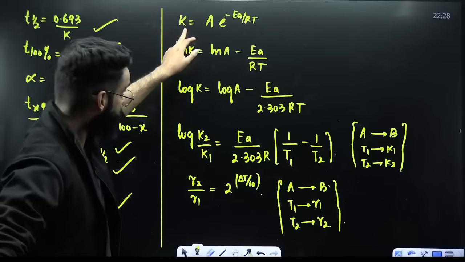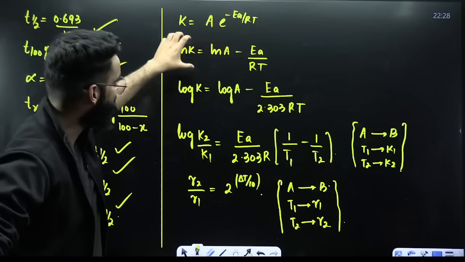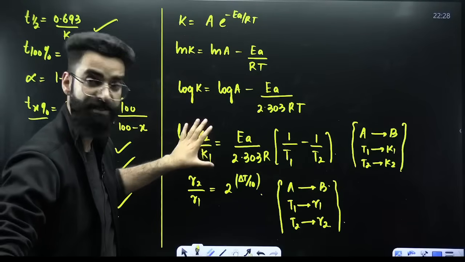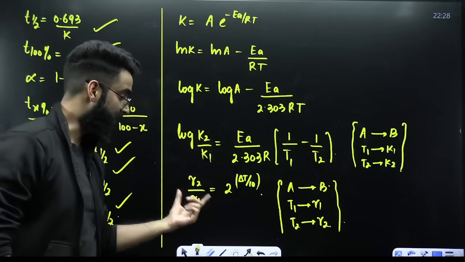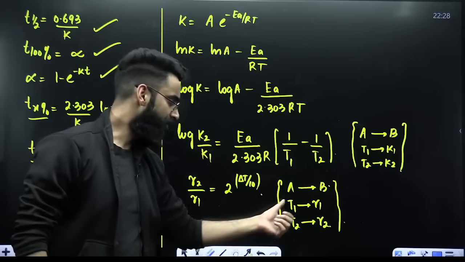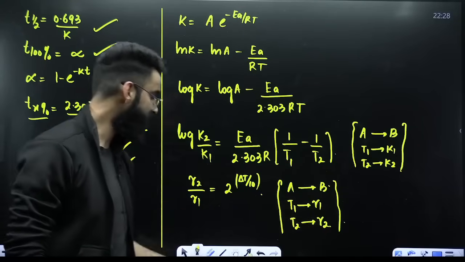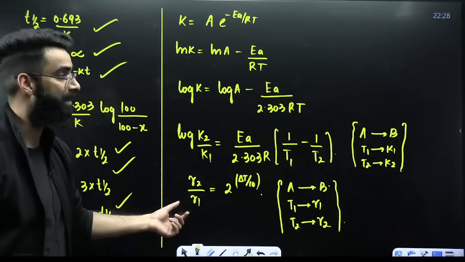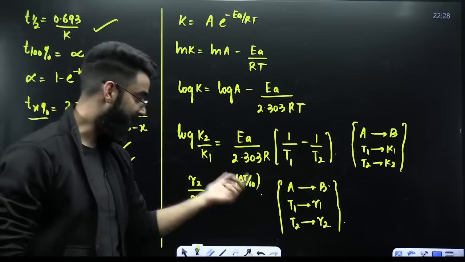Then, rate constant is equal to A e raised to power minus Ea by RT, your Arrhenius equation. And these are different formats of your Arrhenius equation. Perfect, right? Now, this is one more result which you need to know. When you change the temperature of the reaction, how many times the rate of reaction changes. Perfect. And your equation over here becomes R2 divided by R1 is equal to 2 raised to power delta T, which is change in temperature, divided by 10.